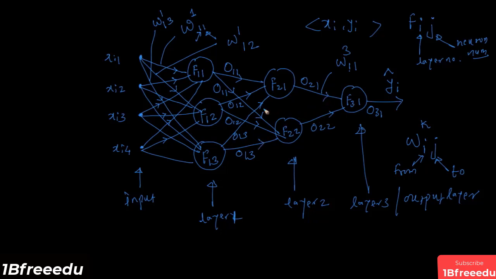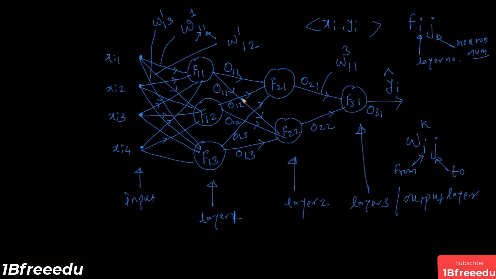Another point to note is, this input is connected to all possible neurons. This input is also connected to all possible neurons. Similarly, this output is connected to all possible neurons in the next layer. When we have such full connections, such a network is called a fully connected neural network.